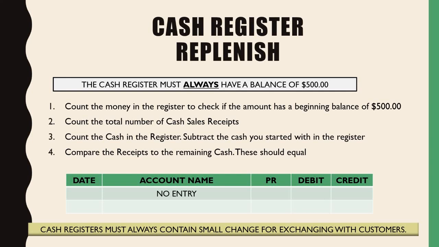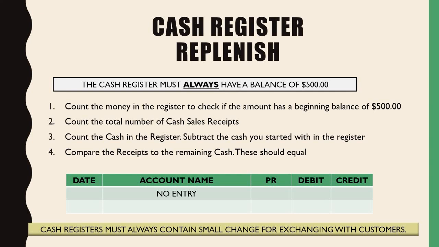You're also going to, at the end of the day, count the number of cash sales receipts. Okay? Remember, that's separate from your credit card sales, so that's definitely different. This is only sales receipts. Once you've counted that, you're going to count the cash that's still in the register, and you're going to compare. Does the number of your receipts match the total of what you put into the cash register? So you're going to obviously subtract how much money you started out with in the beginning before you had your sales.